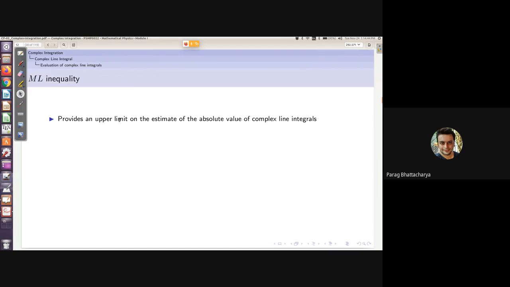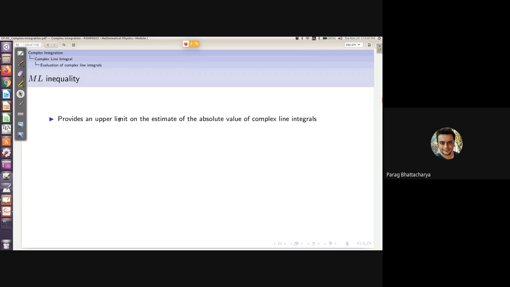Okay, so this is where we had stopped: evaluation of complex line integrals. Today we're going to start a very important theorem called the ML inequality. It helps us prove many other very useful theorems. So we'll have a look at what this inequality is all about.